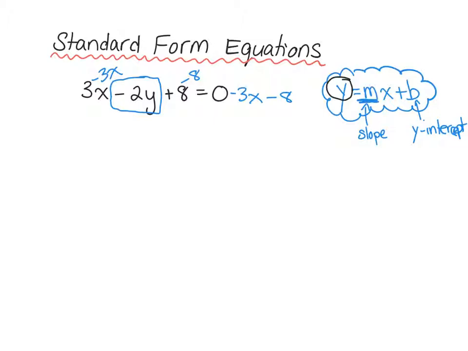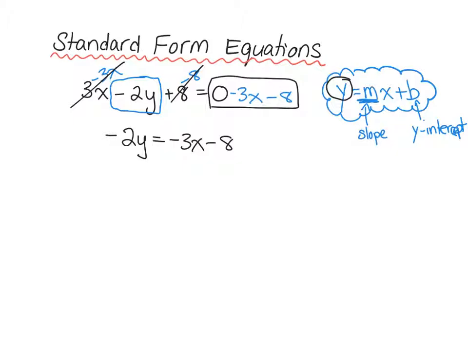So now our equation becomes negative 2y is staying put. And then 3x minus 3x is gone because that equals 0. 8 minus 8 is gone because that equals 0. And on the right side, we just have this, and I'm not going to write the 0 because it's not really doing anything. So I'm just going to write the negative 3x minus 8.